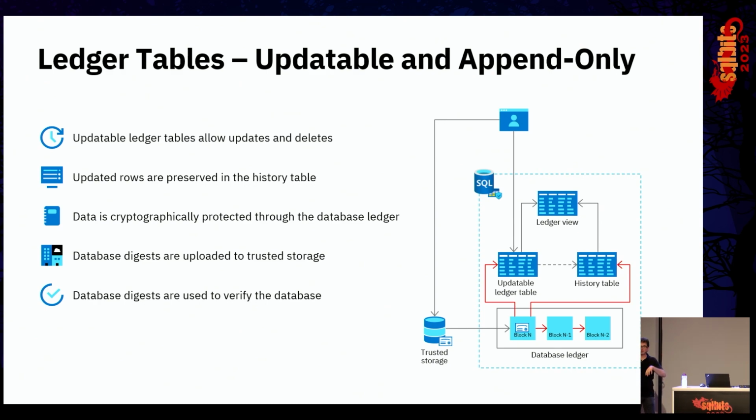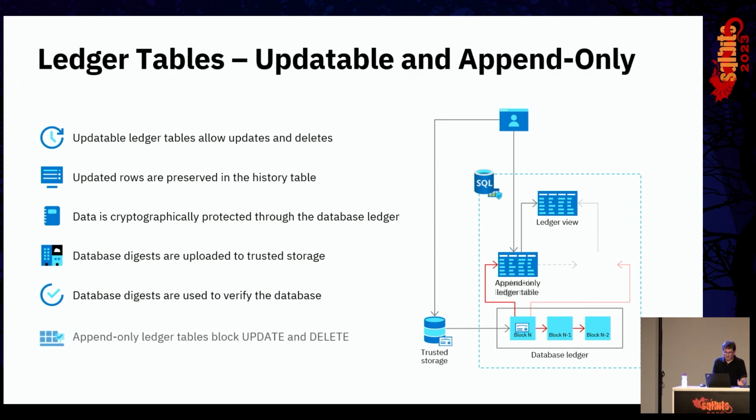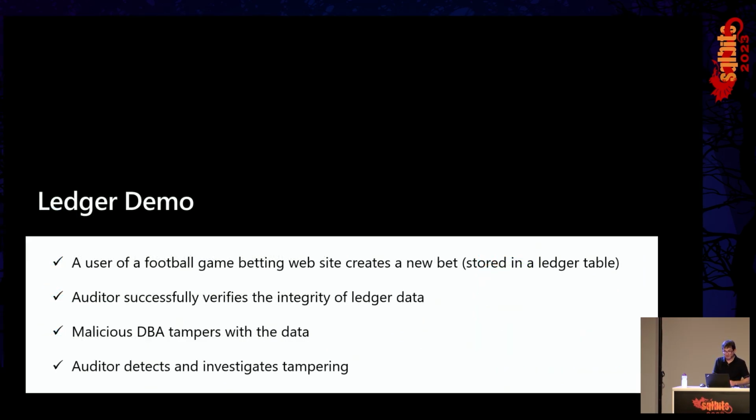If they match, that's a binary mathematical answer that the data hasn't been tampered with. If they don't match, then it's a different story. That's an indication of likely tampering. Another flavor of ledger tables is append-only ledger tables, which only allow inserts and nothing else. So I think I still have time for a quick demo of Ledger.